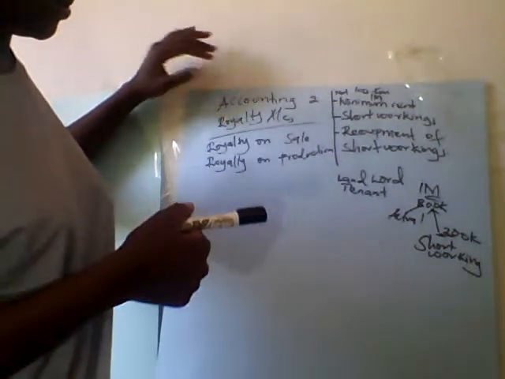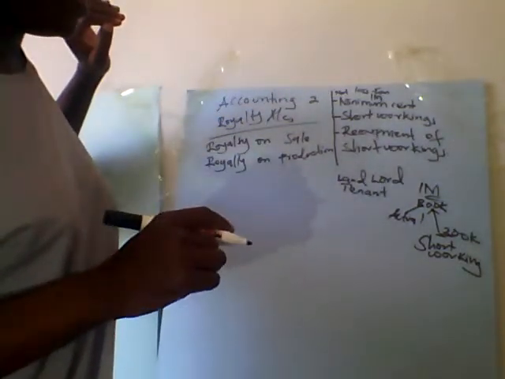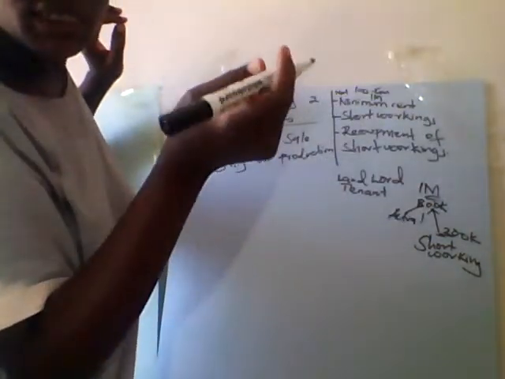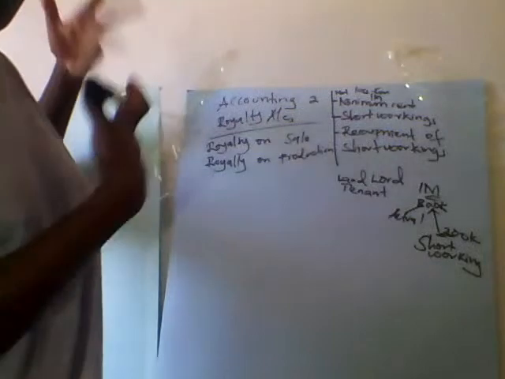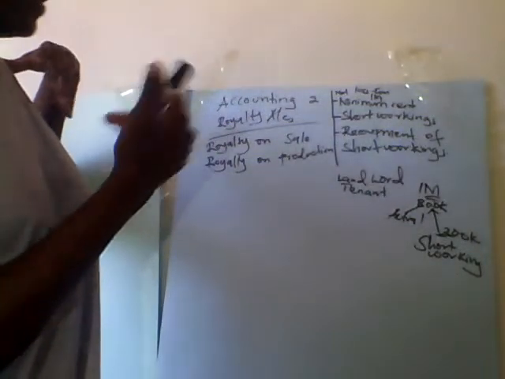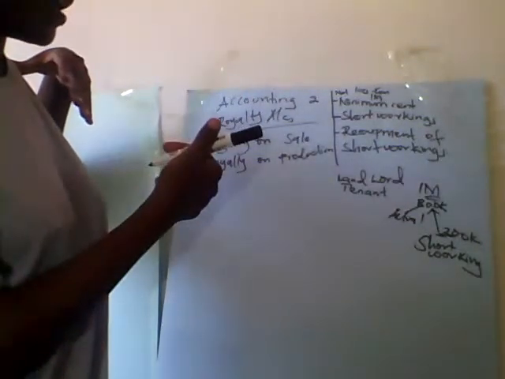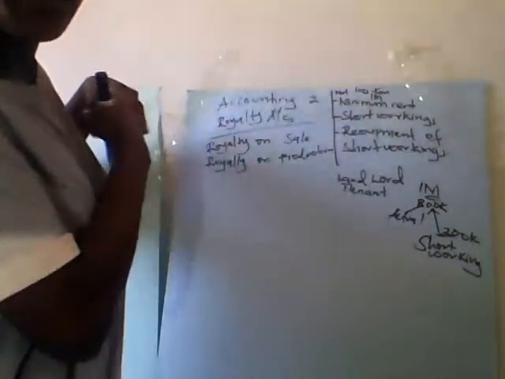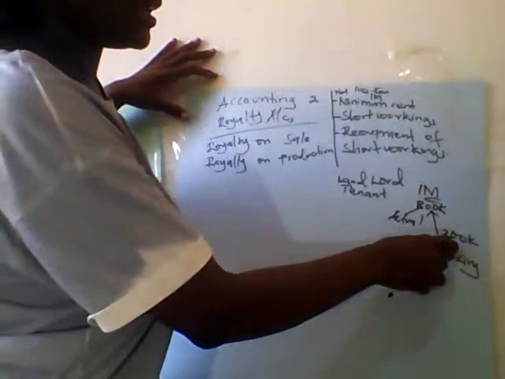It's what we call the short working. Then recoupment of short workings. Recoupment is the same as recover, like you are recovering. So the landlord will give the tenant a rate to recover the short workings that they incurred.